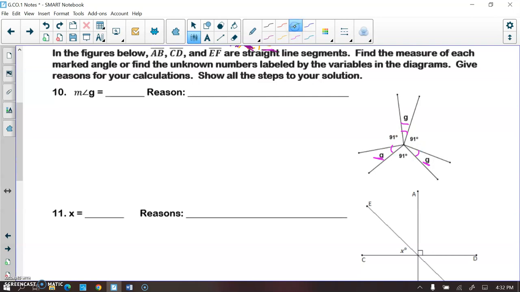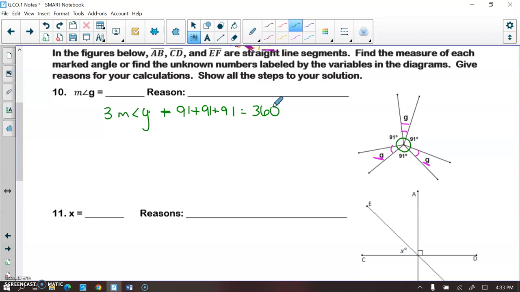And now a reminder that a full circle adds to 360 degrees. So all those angles should add up to 360 degrees. So 3 times the measure of angle G, because there's 3 angle G's and they're all equal to one another, plus the 91 plus the other 91 plus the other 91 would equal 360 degrees.